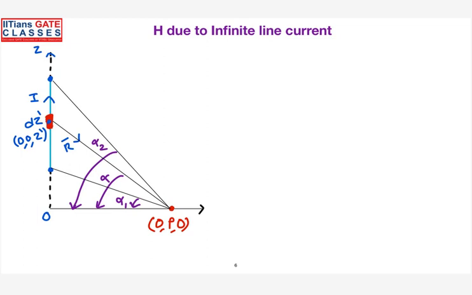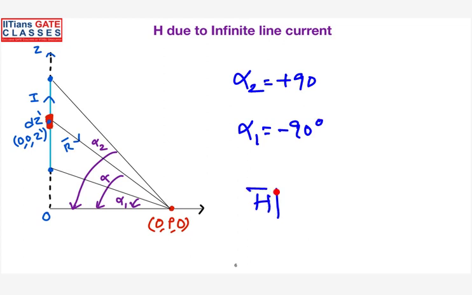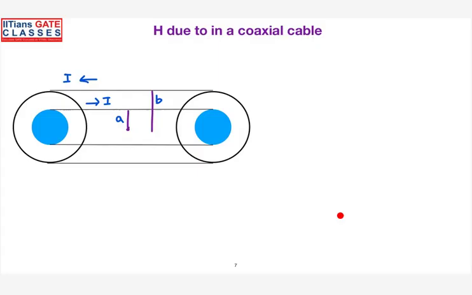This concept I have already discussed, so I am going to skip that. When it is an infinite element, your alpha 2 is plus 90 and alpha 1 is minus 90. So you are going to get the magnetic field as I by 2 pi. Now, again we'll come back to Ampere's law and try to apply Ampere's law in a coaxial cable.